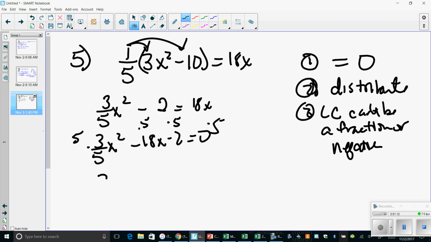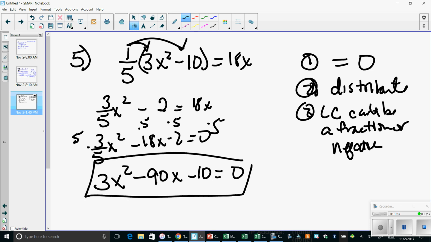3/5 times 5 would just give me 3x squared. 18 times 5 would be 90. And then 2 times 5 is 10. And 0 times 5 is 0. And that'd be what that would look like in general form.